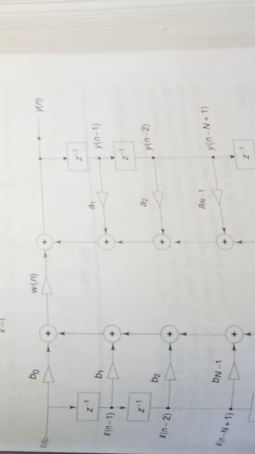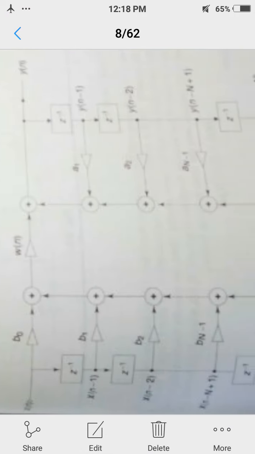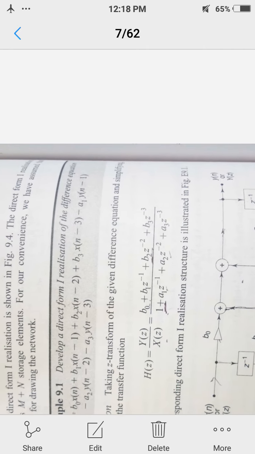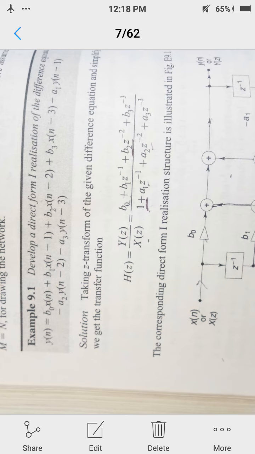So let us try to solve some numerical. This is the numerical that we are going to discuss. Develop a direct form 1 realization of the difference equation y(n) = b0 x(n) + b1 x(n-1) + b2 x(n-2) + b3 x(n-3) - a1 y(n-1) - a2 y(n-2) - a3 y(n-3) system.